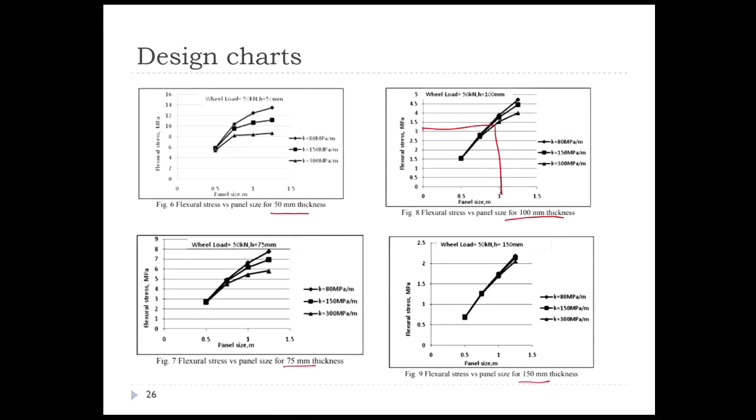This is the flexural stress I'm getting. Say if it was at 50 mm, this is the magnitude of flexural stress. As the slab dimension increases, my flexural stress is reducing from 8 megapascals to 3 megapascals. And from this graph, we can also understand that as my panel size is reduced, my flexural stress is also reduced. So if one has to go for short panel concrete pavement, we need to optimize between your slab dimension, your panel size, and your thickness.